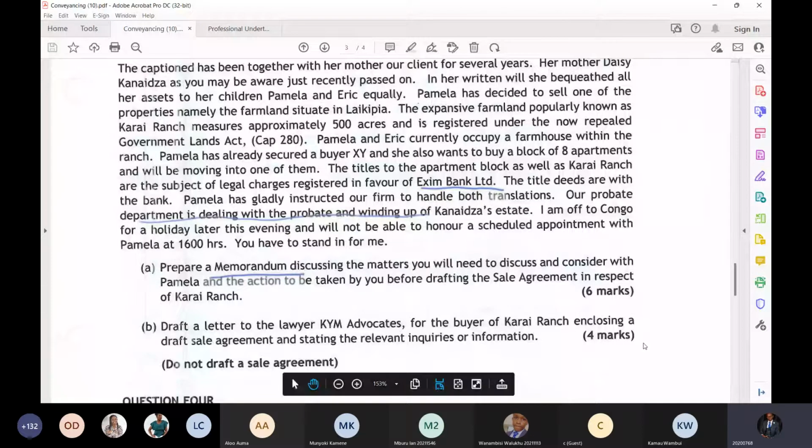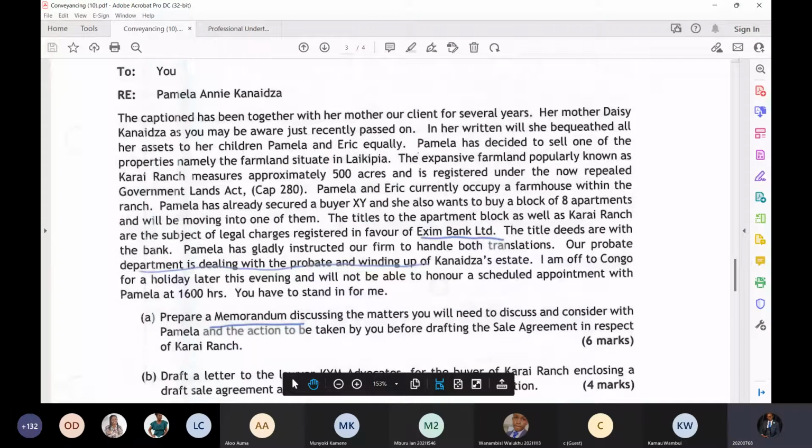So the difference between subdivision and partitioning is, in this circumstance, the property has to be subdivided equally between Pamela and Eric. You need to excise 250 acres for each to take equally. But there are circumstances where the title is held in common, meaning the title deed, let's say, states the land, 10 acres. Who are the proprietors? XX and BB. They are holding the land jointly as tenants in common. So severing that interest between the two is known as partitioning.